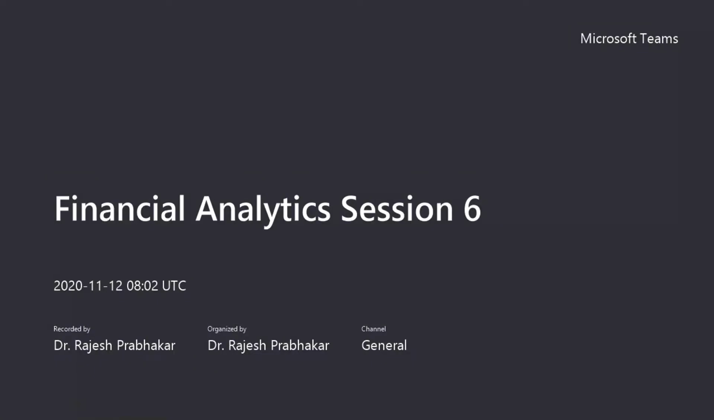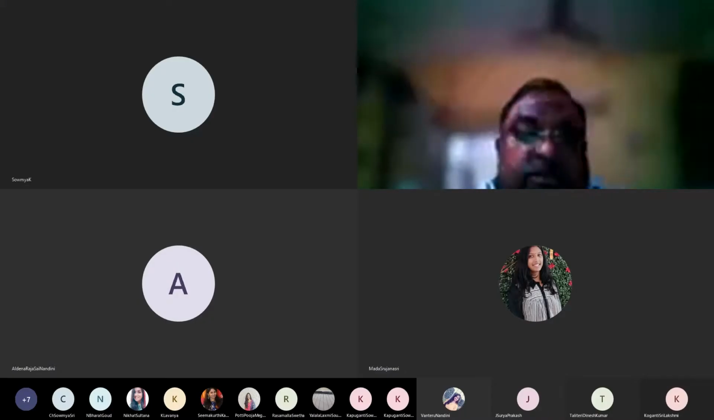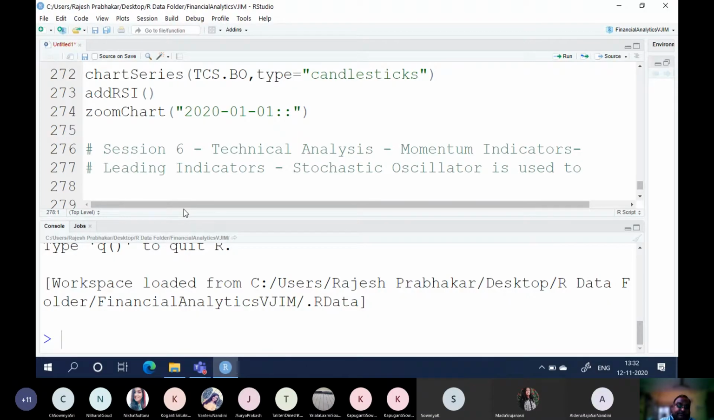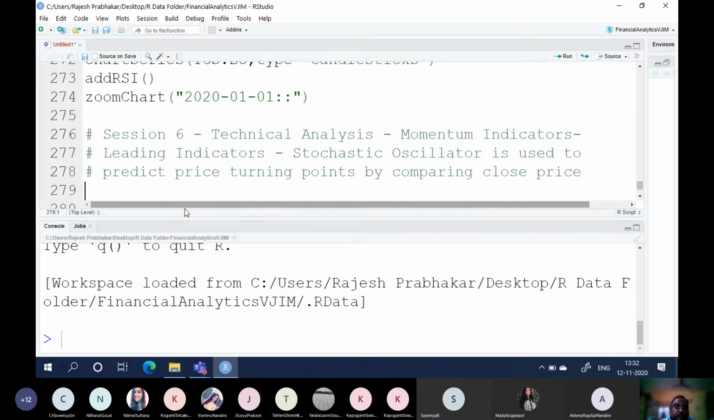Technical analysis, this momentum indicator, stochastic. So the stochastic oscillator is used to predict price turning points, when the price will turn, by comparing the close price to the price range.